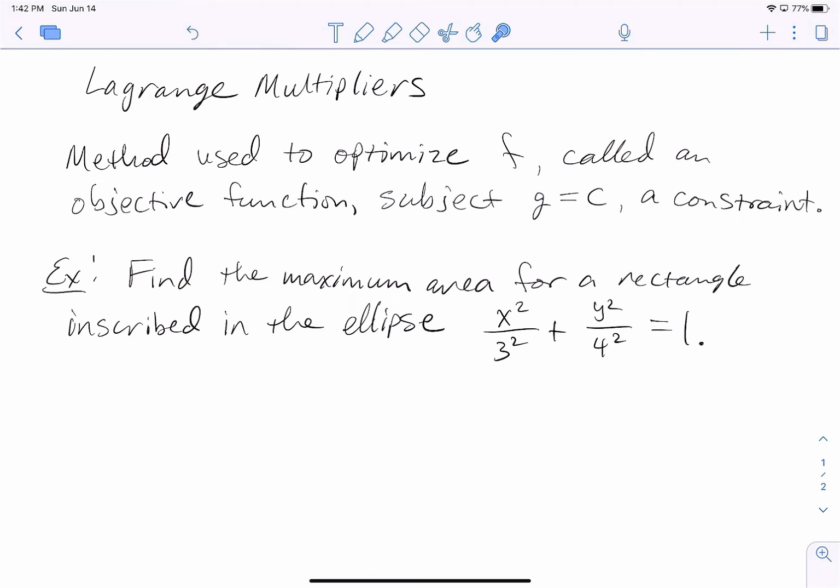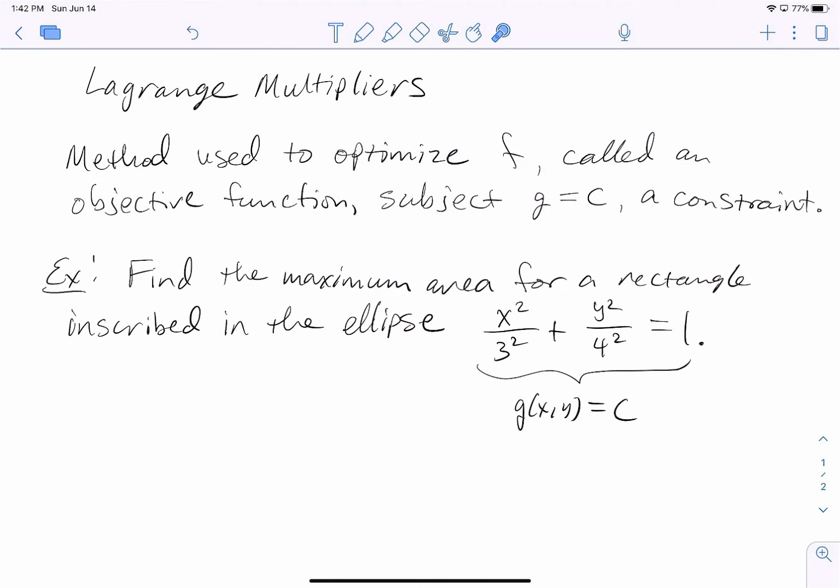The equation of the ellipse is the constraint. And it's actually a level curve of a function g(x,y) equals c. And in this case, g(x,y) is x squared over 3 squared plus y squared over 4 squared. 1 on the other side of the equal sign is just a particular value of c.